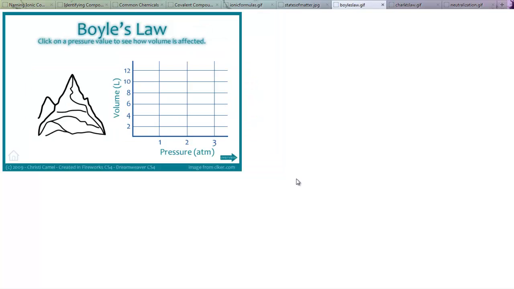In the Boyle's Law graphic, I wanted students to see a concept they were already familiar with, the changing size of a balloon, and tie it back to how the individual gas molecules were behaving. By students clicking on each pressure, they could see a distinct volume reading, but also a balloon changing in volume.